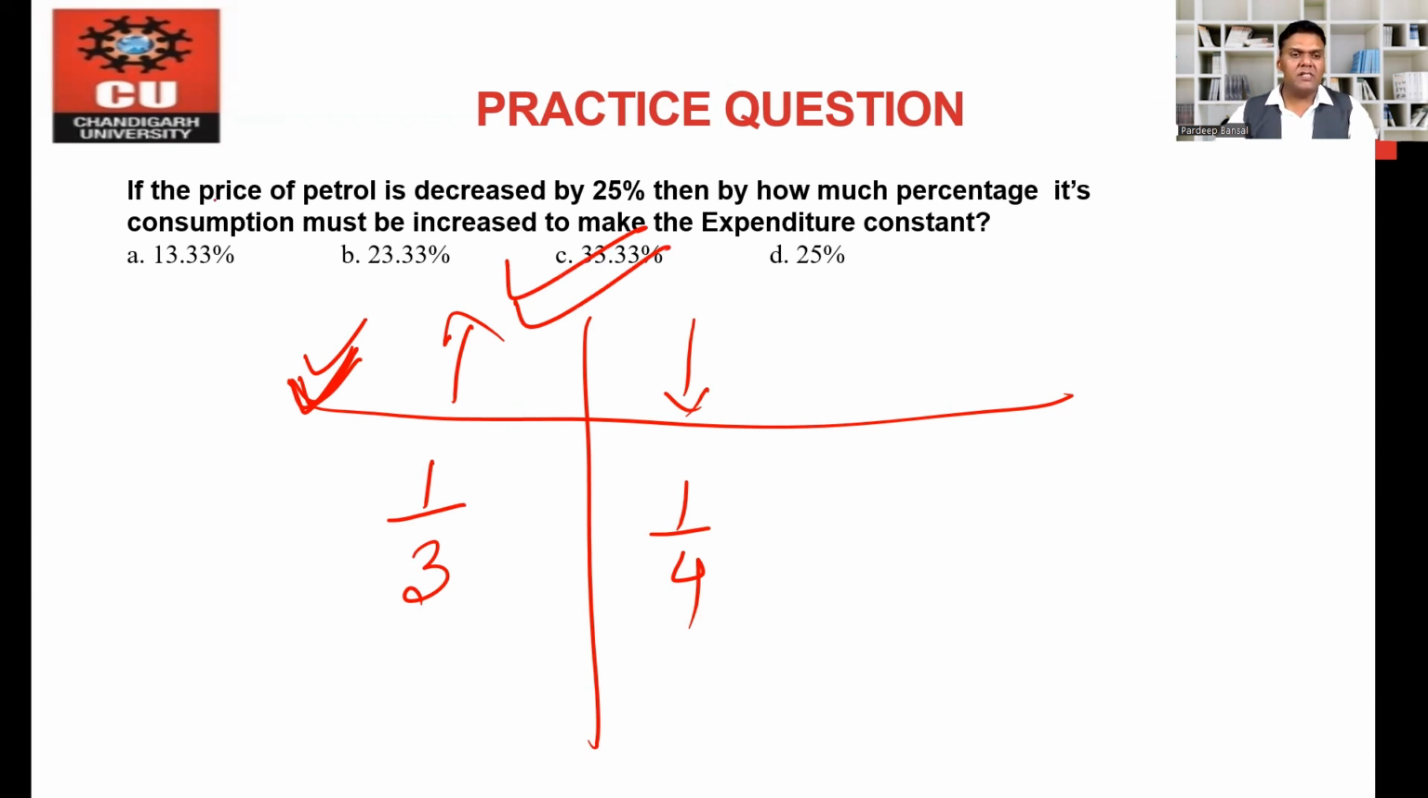So similarly, instead of price of petrol, it says the speed of the car decreased by 25%. By how much percent must the time taken to cover the same distance, time taken to go from Delhi to Zambia, be increased to keep the distance constant? So this part will not be written.